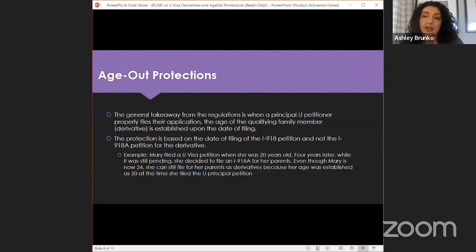So Mary filed a U visa petition when she was 20 years old. 4 years later, while it was still pending, she decided to file an I-918A for her parents. Even though Mary is now 24, she can still file for her parents as derivatives because her age was established as 20 at the time she filed the U principal petition or I-918, and it does not go by her age when the I-918A is filed.